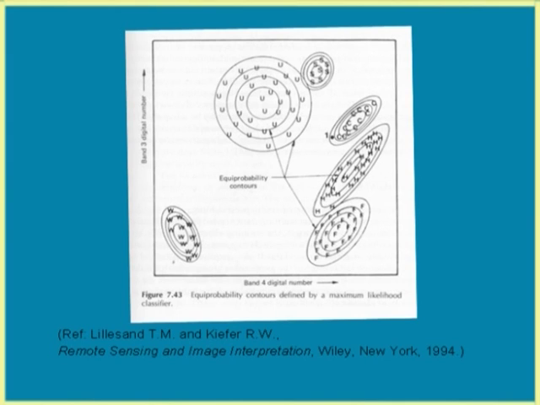Now, if you see, the producer's accuracy is 226 by 233, which is 97%. And the user's accuracy is 226 by 239. And overall accuracy is based on the diagonal terms, because the pixel should belong to that particular class. That is given by the diagonal. So that is called overall accuracy.